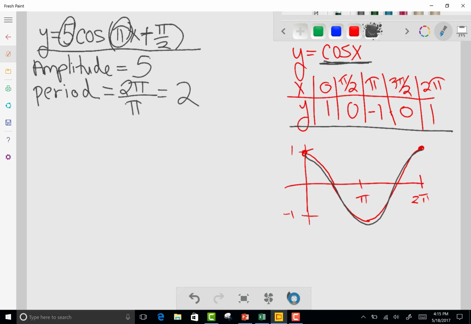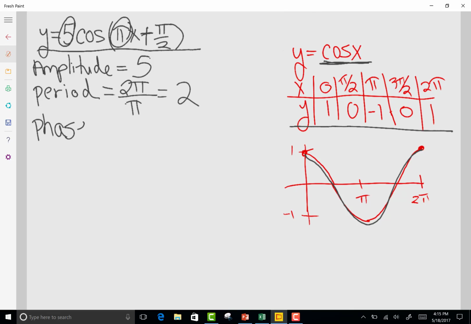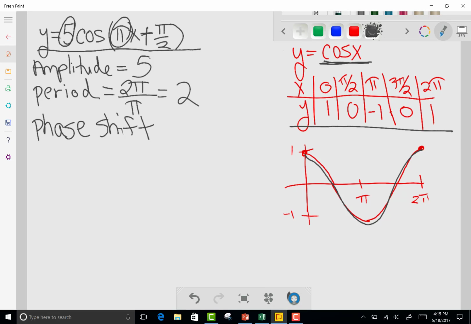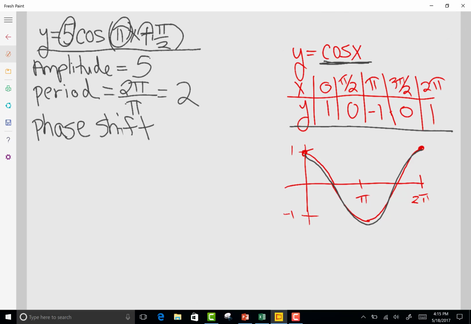So that means our period is 2. So one complete cycle of our translated function is going to have a length of 2. The next thing we find is our phase shift. That tells us how we're horizontally being shifted. Because this has a plus here, that means I'm going to go to the left.